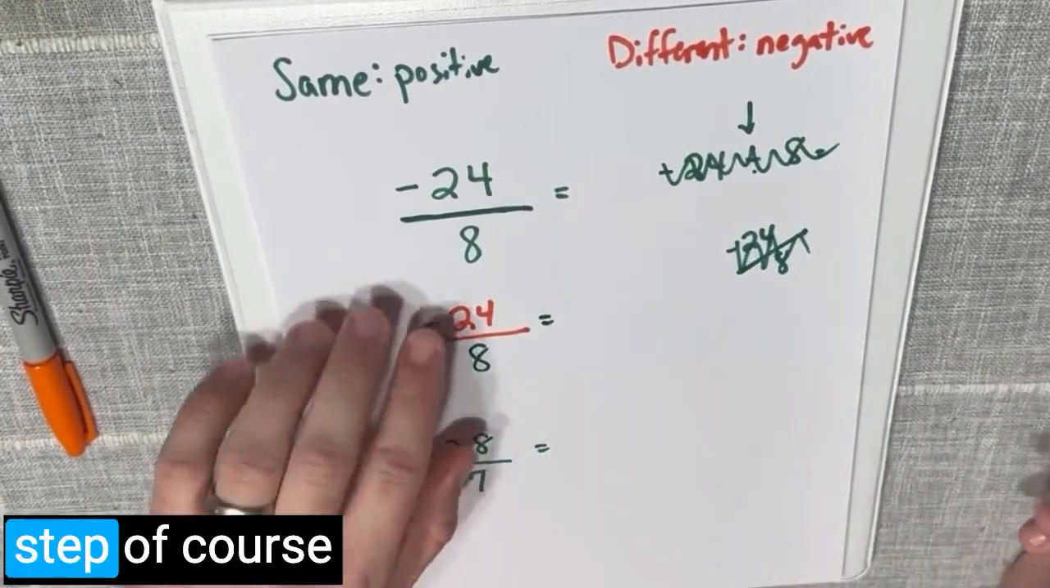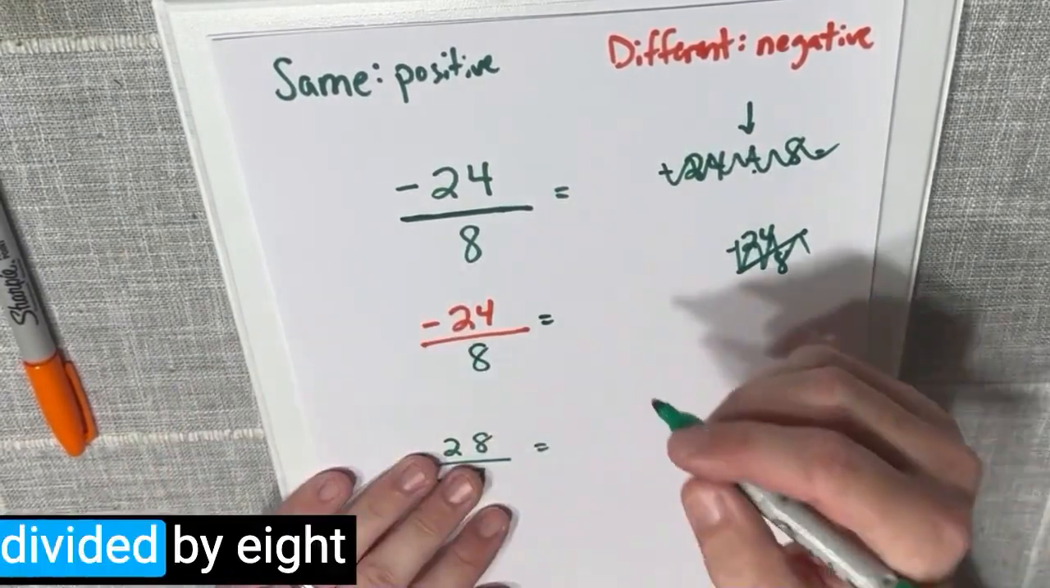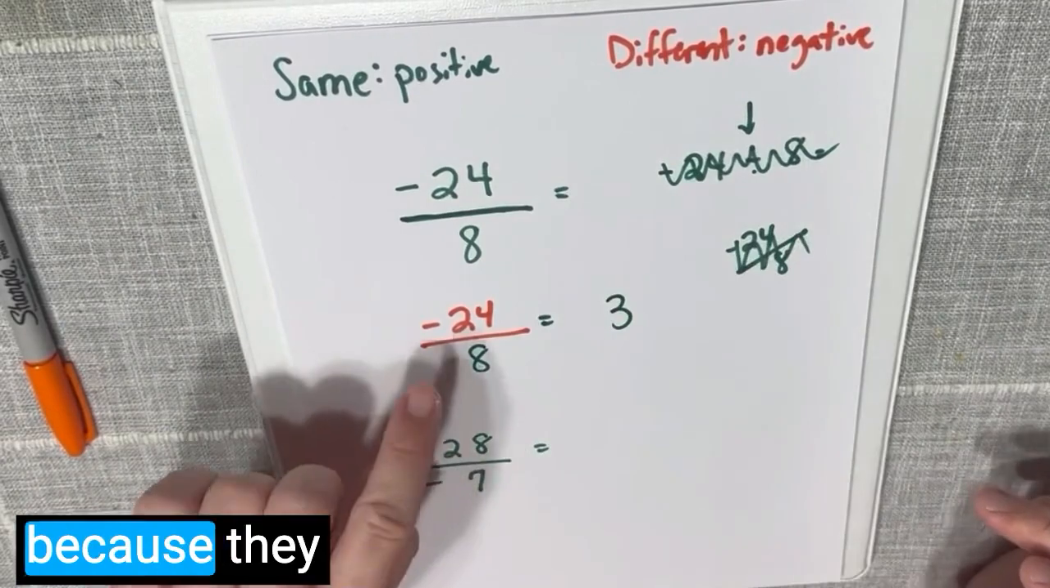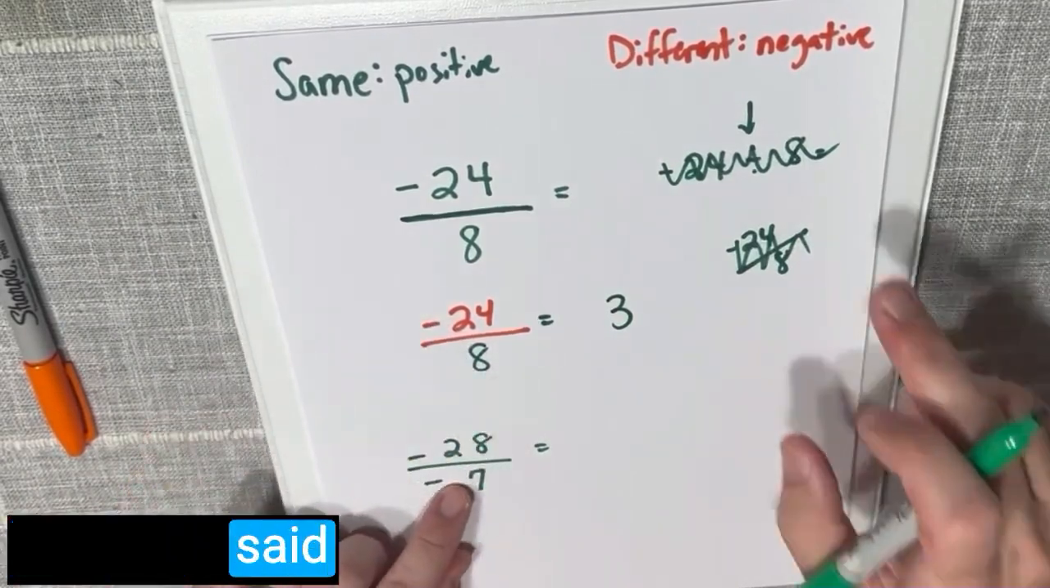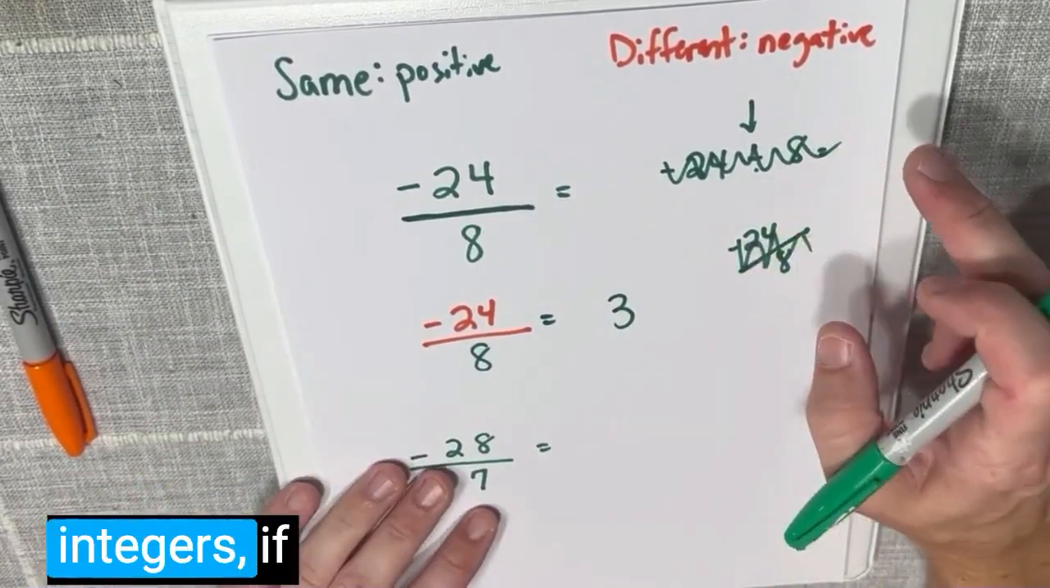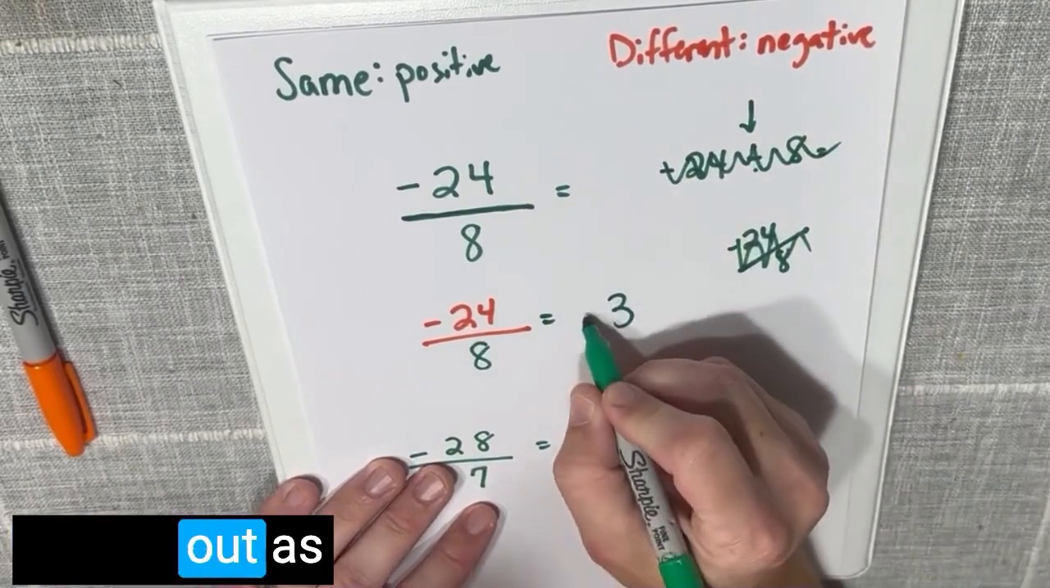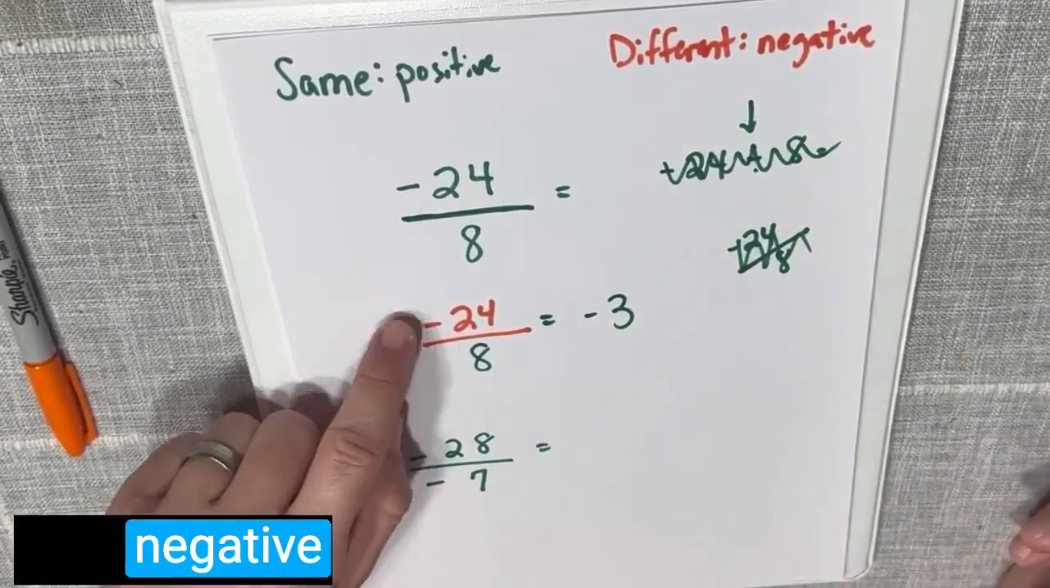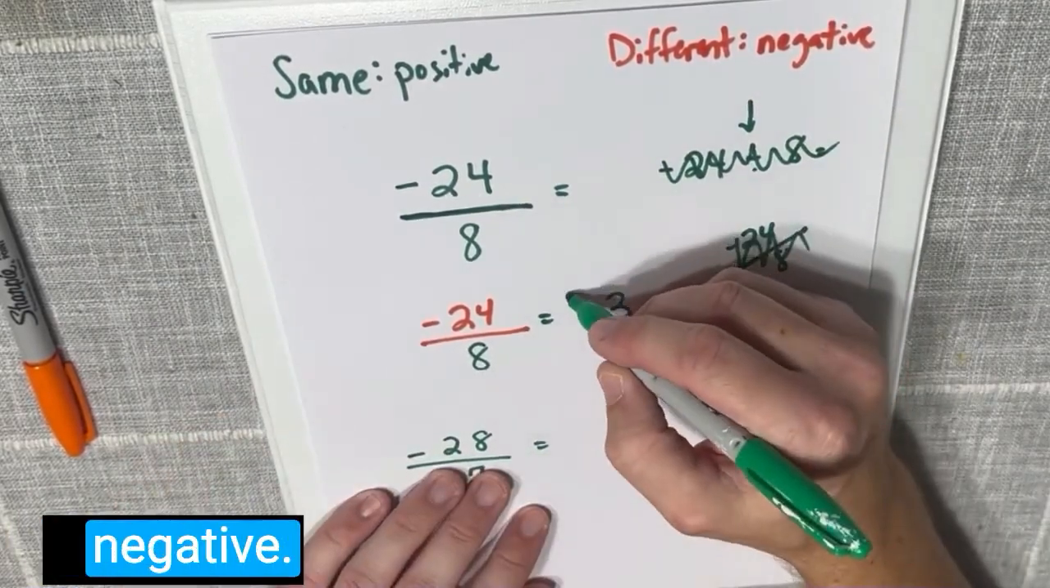Okay, so our first step, of course, is to divide. 24 divided by 8 is 3. But because they have different signs, we said when we are dividing or multiplying integers, if they have different signs, the answer always comes out as a negative. Okay, so a negative divided by a positive is a negative.